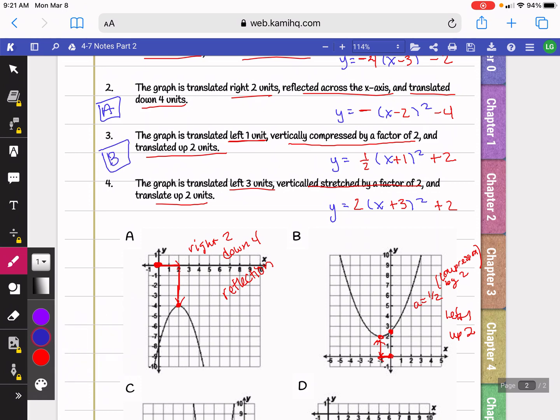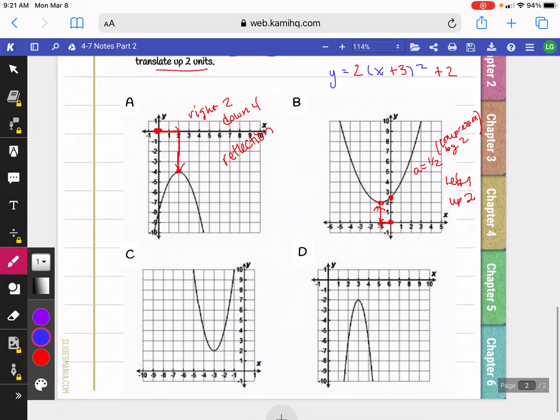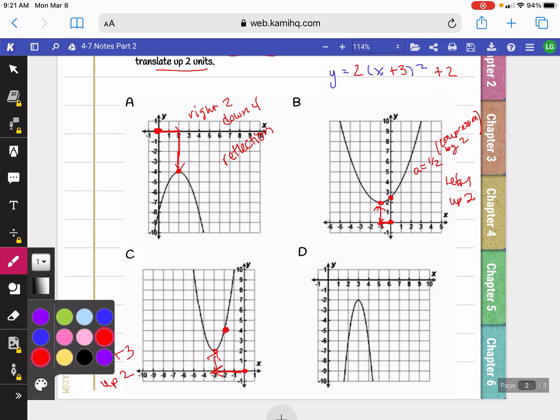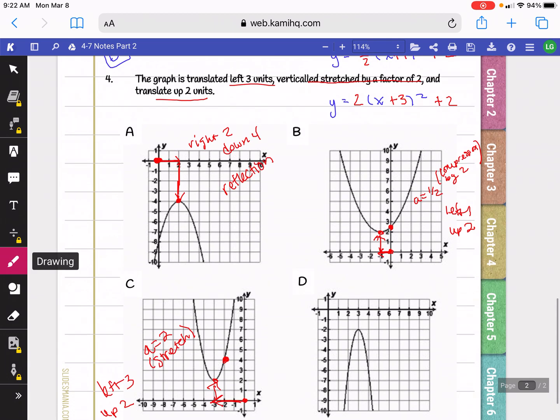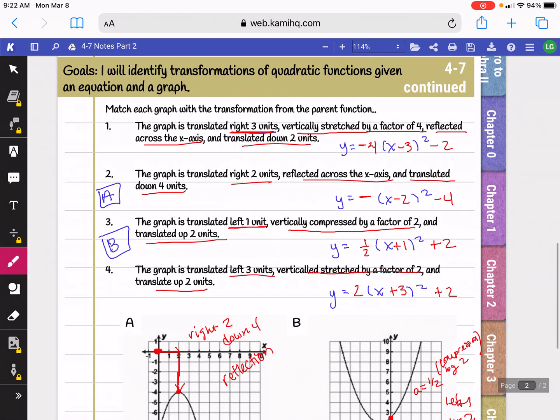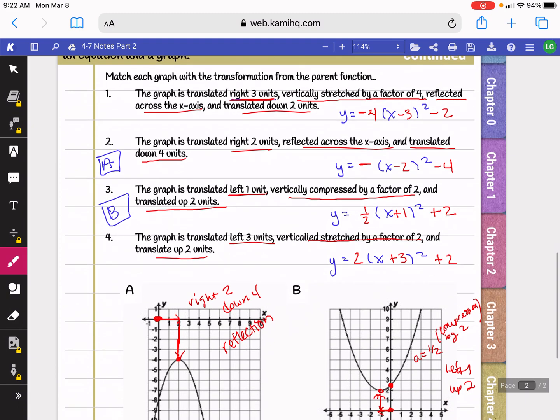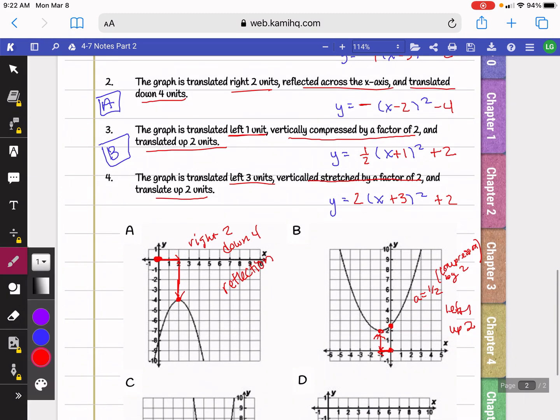Let's look at the next graph, graph C. And again, I'm going to focus on the vertex, how they got there. This one's going to move left 3. And then it moves up 2. And then if I look at my A, when this one goes to the right 1, it ends up 2 units higher. So my A here is 2, which means it's a stretch. So left 3, up 2, and a stretch. This one looks like description number 4.